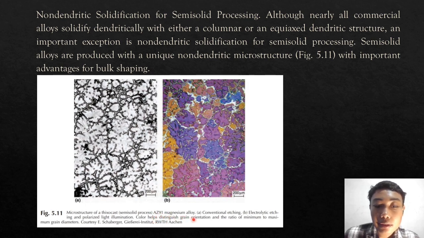AZ91 magnesium alloy. A. Conventional etching. B. Electronic etching and polarized light illumination. Color helps to discuss grain orientation and the ratio of the maximum to minimum grain diameter. Going next.